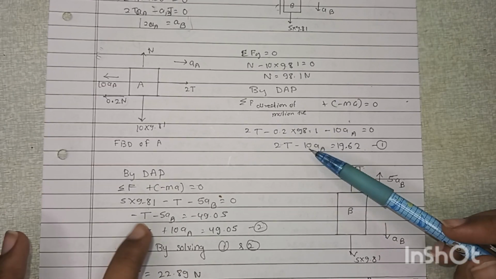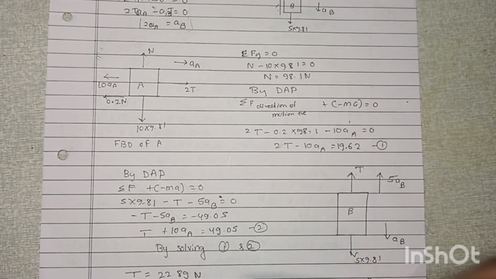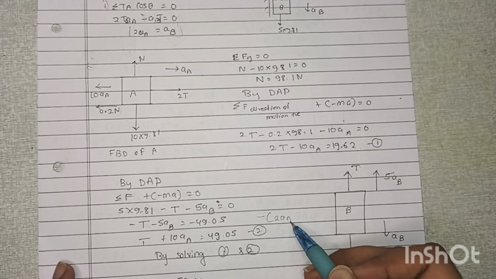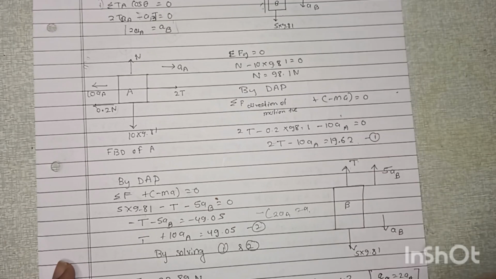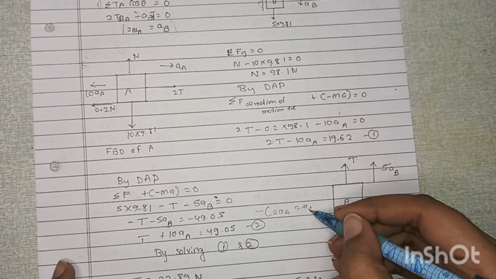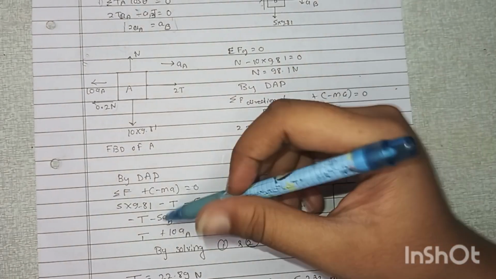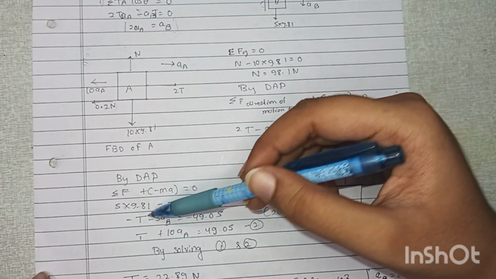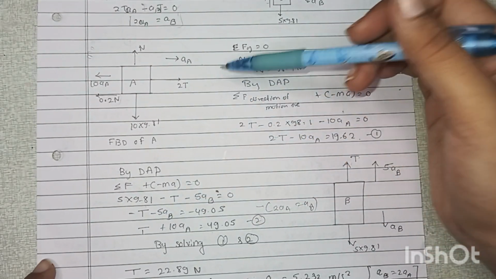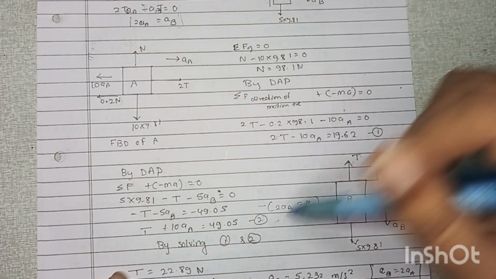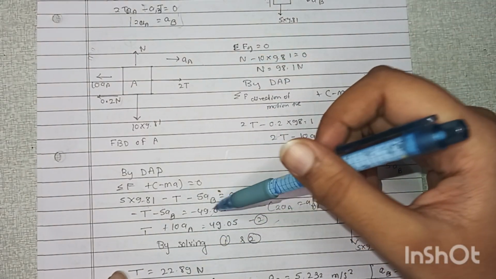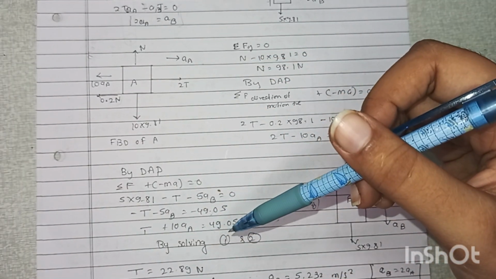So how was this 5AB converted into 10A? Because you can write over here that 2 times A is equal to AB. So to convert AB to 2 times A, which is 5 into 2 is equal to 10, and we have multiplied the overall equation with a minus sign. Now solving equations 1 and 2 on the calculator, you will get the tension 22.89 and the acceleration of A is 2.616 meter per second square.